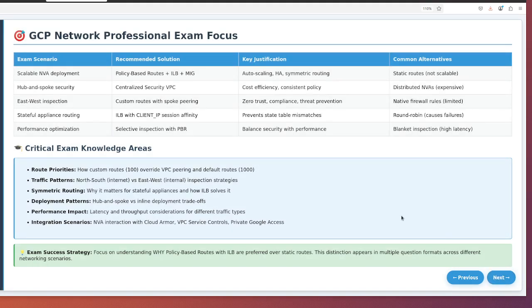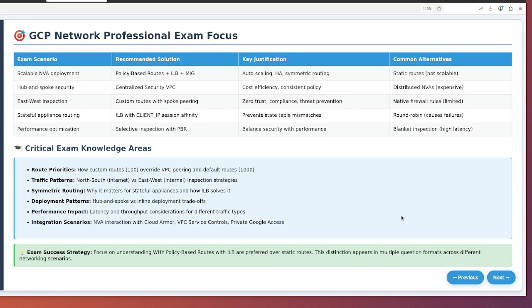GCP Network Professional Exam Focus Areas. For the GCP Network Professional Exam, certain NVIDIA concepts appear frequently and in specific contexts. Let me highlight the key areas you need to master. The exam loves to test the difference between static ROTs and policy-based ROTs. Remember, static ROTs for simple scenarios and testing, policy-based ROTs with ILB for production deployments that require HA, scalability, and symmetric routing. Hub and spoke architecture questions are common.